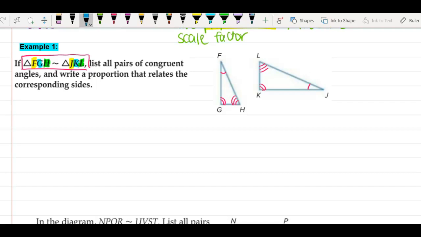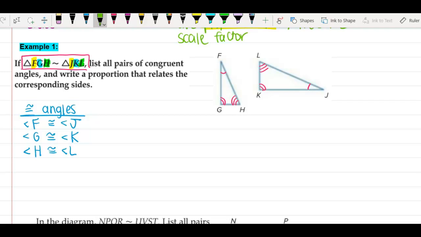So we could go ahead and write out all the angles. So we could say these are our congruent angles. Angle F is congruent to angle J, angle G congruent to angle K, and H congruent to L. So nothing's changed so far with congruence. The next part is where we're going to change. Instead of writing our sides congruent to each other, we're going to write proportional sides.